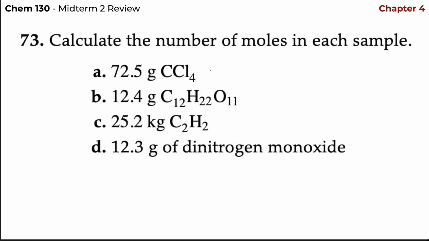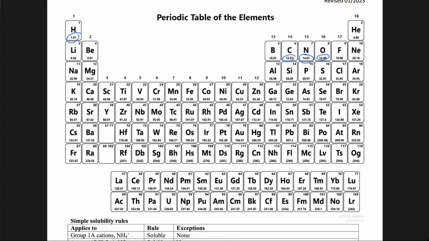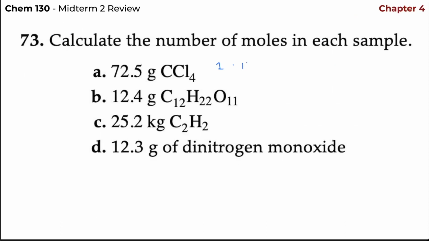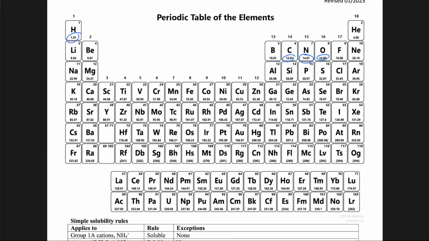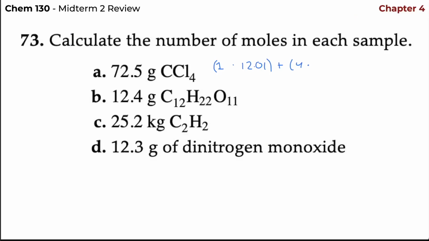All right. So for this one, we need to calculate the number of moles in each sample, right? They give us the grams, and we find how many moles there are. Now, pretty straightforward. The first step is just doing what we did last time, calculating the molar mass. So for the first one, there's 1, and then the mass of that is 12.01, right? So times 12.01. And then let's add on the other one, chlorine. There's 4 of them? Yeah, 4 chlorines. And the mass of chlorine is 35.45, right?